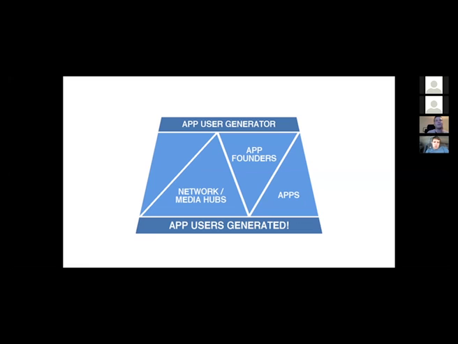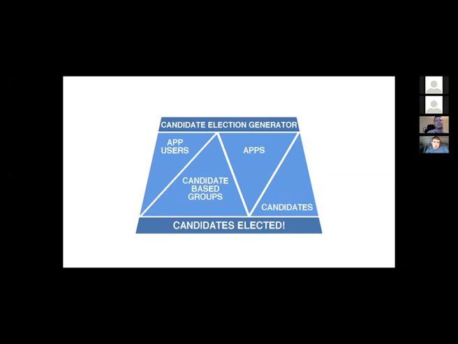So what is the point of making all these apps and getting all these users, you might ask? Well, with those 4 pieces in place, the final 2 pieces of the puzzle come into existence, and that's the candidate election generator and the issue solution generator.